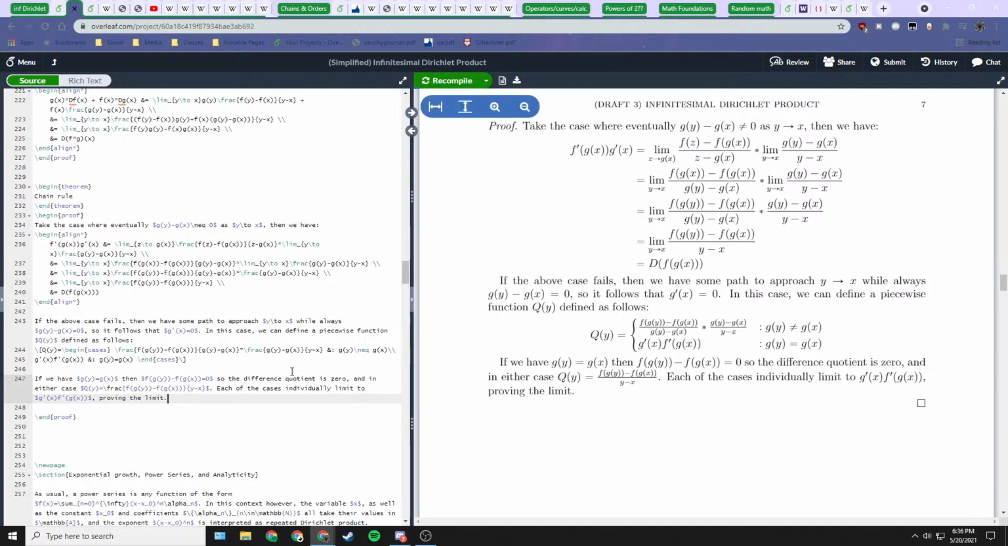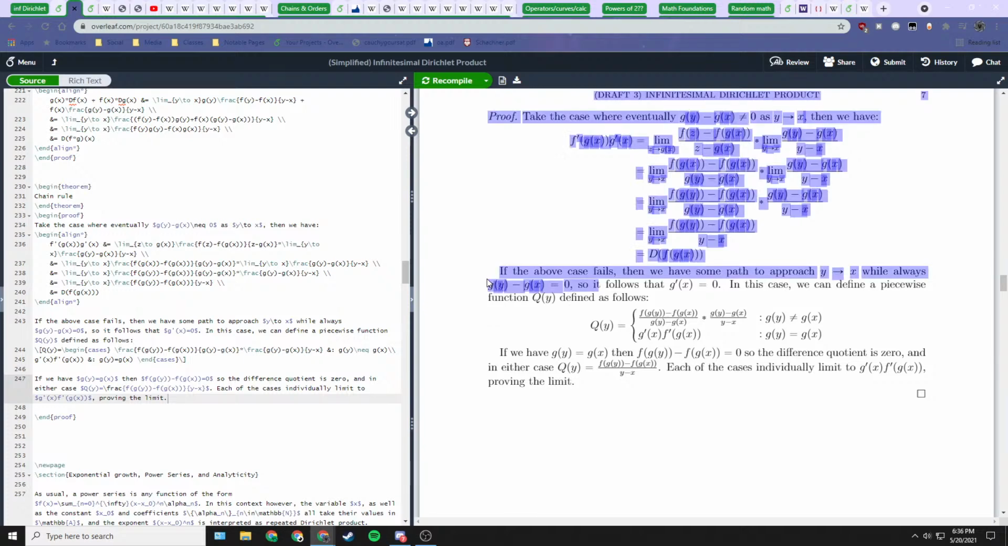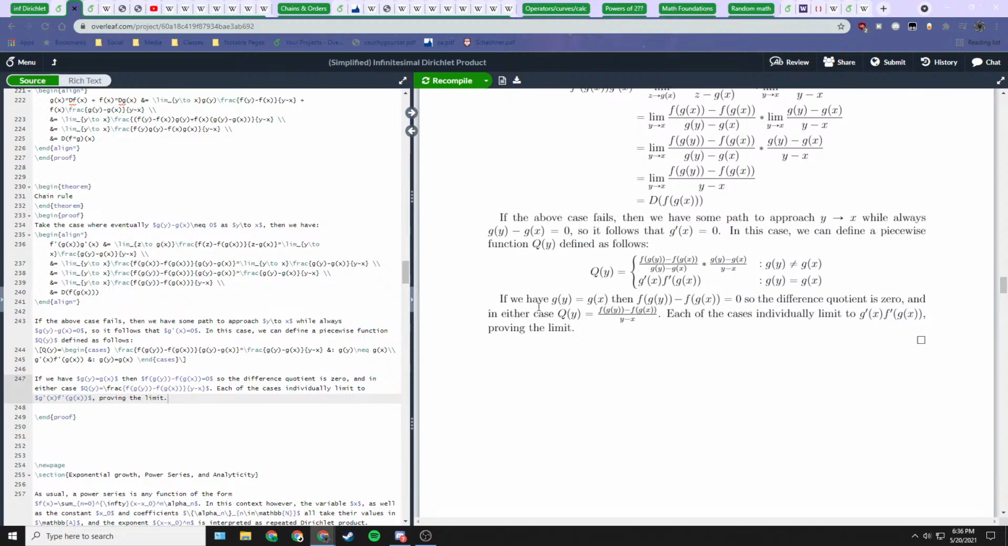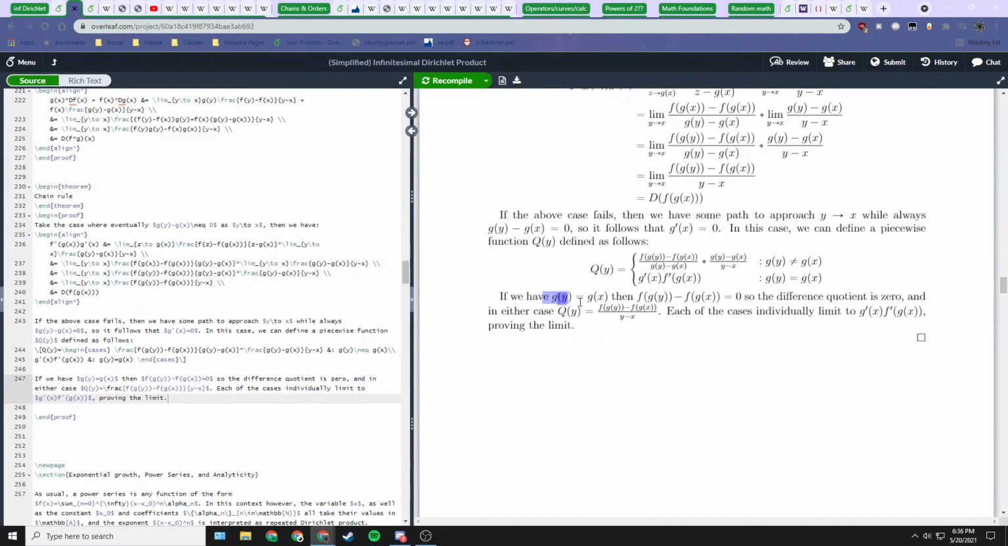Okay, yes. So we first solve this simple case, which is we assume that this is always non-zero. Then we can split up these limits like so. If this fails, then we have to have this difference 0. So then this difference quotient g prime is 0. In this case, we can define this piecewise function q like this. If we have g of y equals g of x, then this difference is going to be 0. So the difference quotient is 0, and in either case, q of y is just this fraction. Each of these cases individually limit, so both of these are solved.